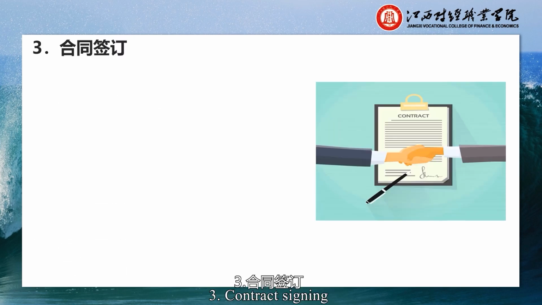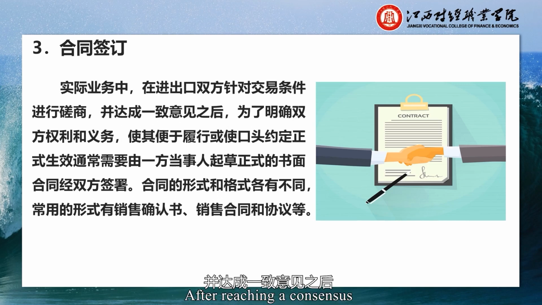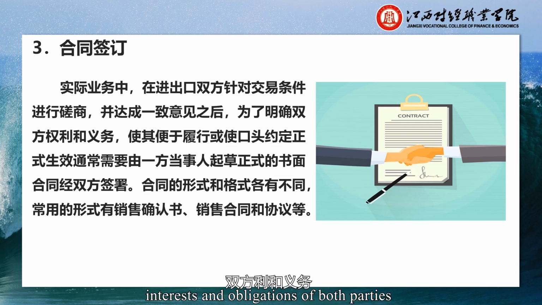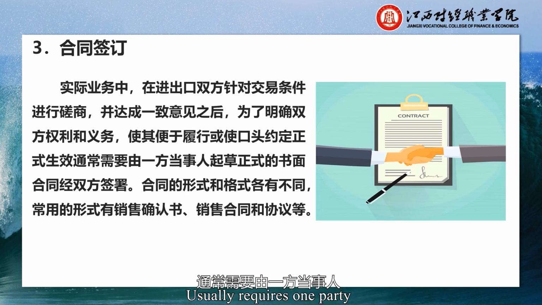3. Contract signing. In practical business, after the import and export parties reach a consensus in negotiating trading conditions, in order to clarify the interests and obligations of both parties, make it easier to fulfill, or make the oral agreement officially effective, it usually requires one party to draft a formal written contract signed by both parties. Different formats of contract are available. Common forms include sales confirmation letters, sales contracts and agreements, etc.